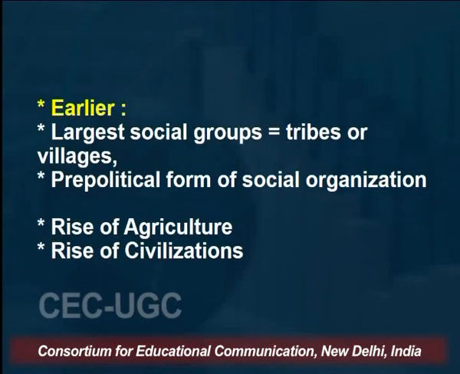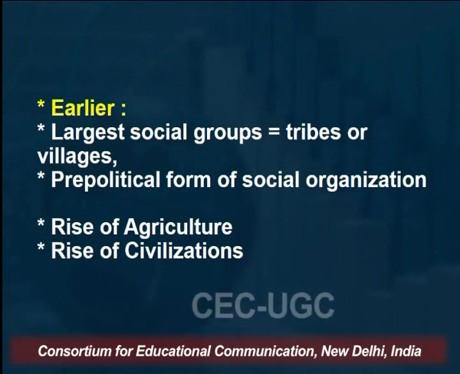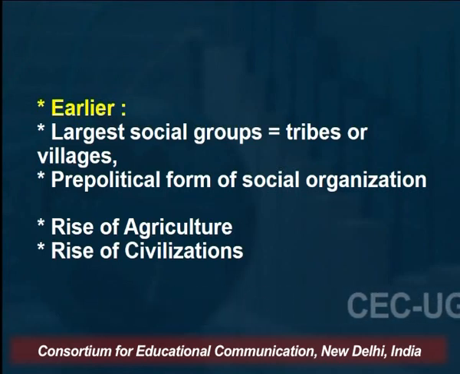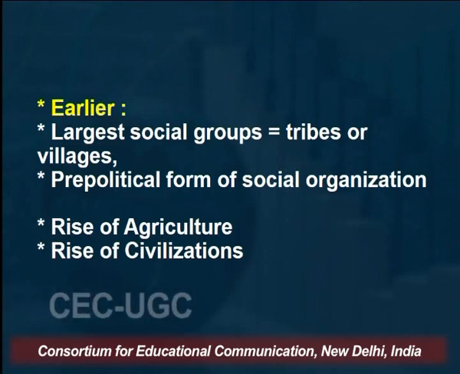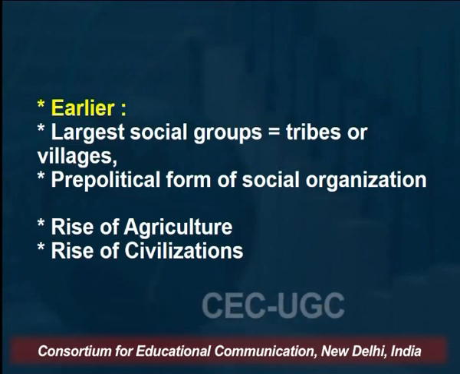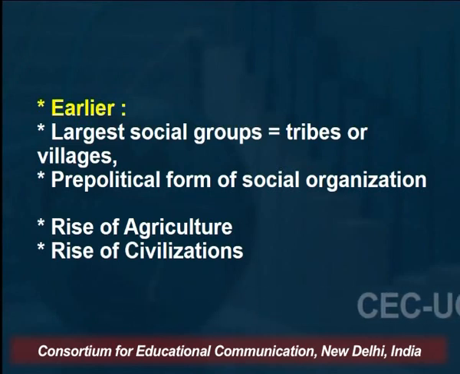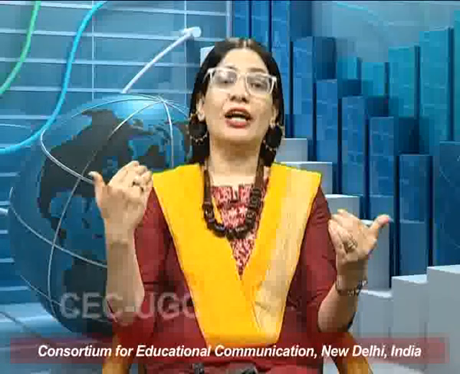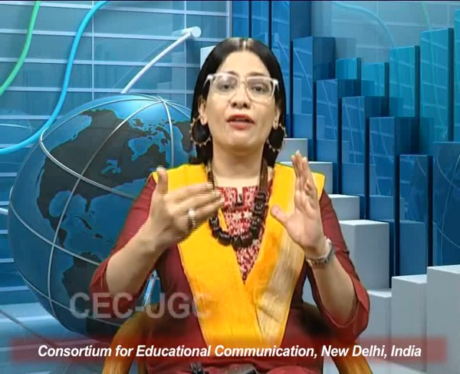Now, when we look at the historical aspect, when we try to understand how the largest social groups earlier were the tribes or the villages. So, the pre-political form of social organization, where one finds the rise of agriculture, which led to the rise of civilizations. In this aspect, government was situated within a pre-political form of social organization, namely the tribal chiefs, or what we can say the monarchical aspect.